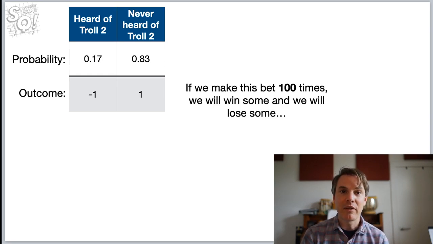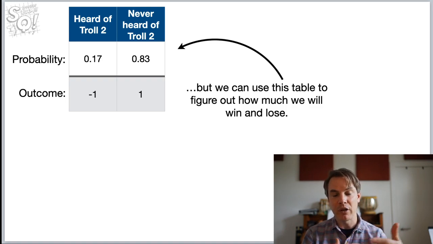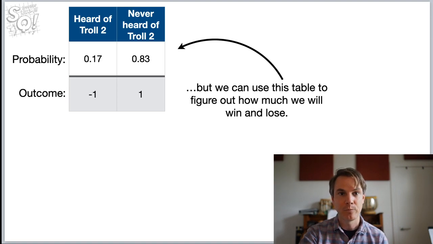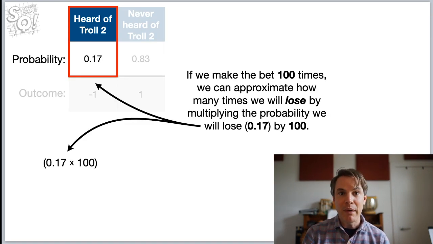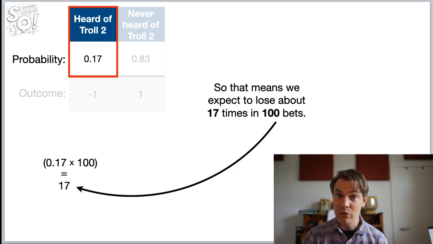Okay. And so if we make this bet 100 times, we will win some and we will lose some. But we can use this table to figure out how much we will win and lose. And that'll give us a sense of what'll happen in the long term. How safe is this bet? Okay, if we make the bet 100 times, we can approximate how many times we will lose by multiplying the probability we will lose, 0.17, by 100. And if we do the math, we get 17. So that means we expect to lose 17 times out of 100 bets.